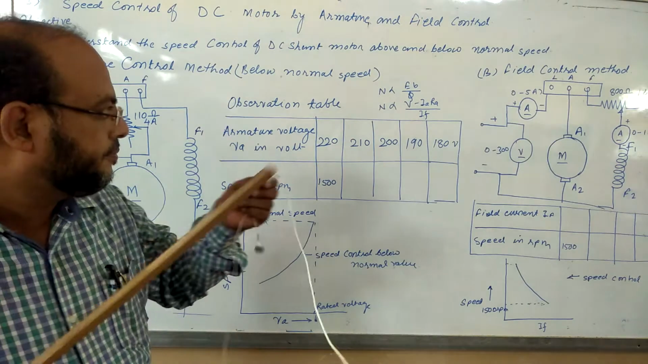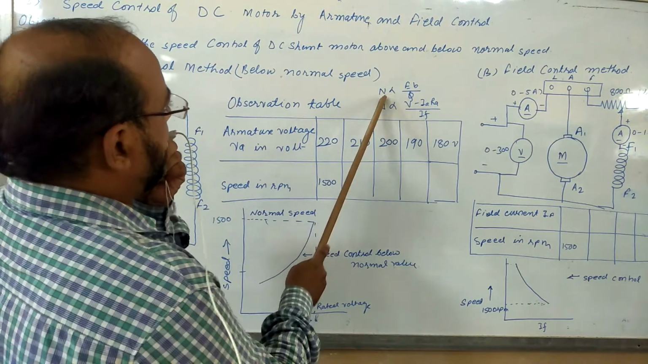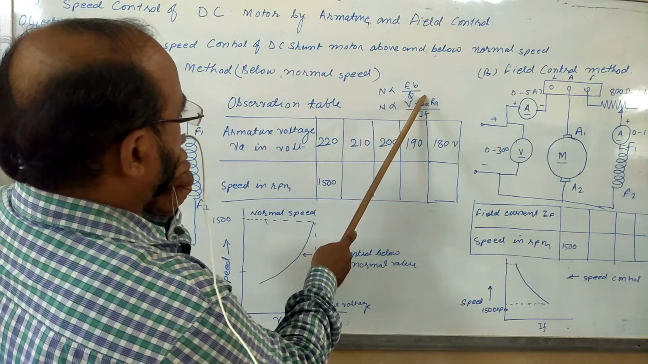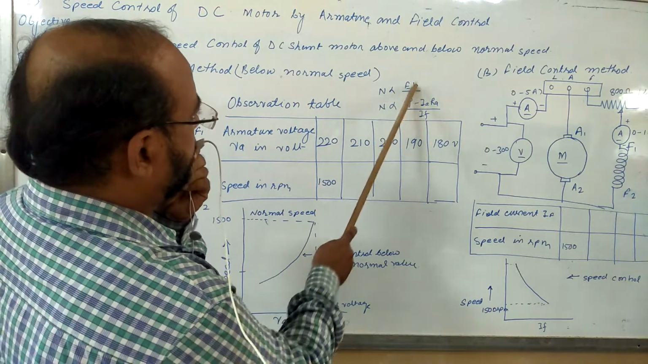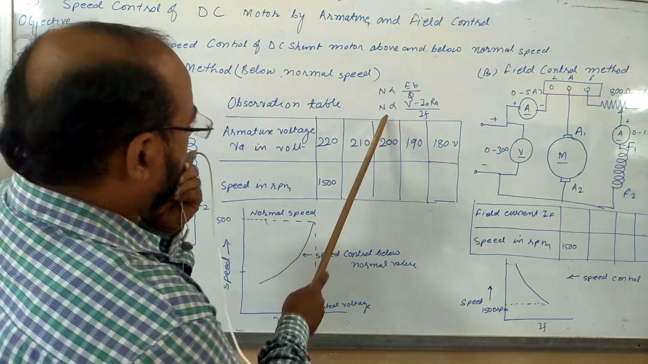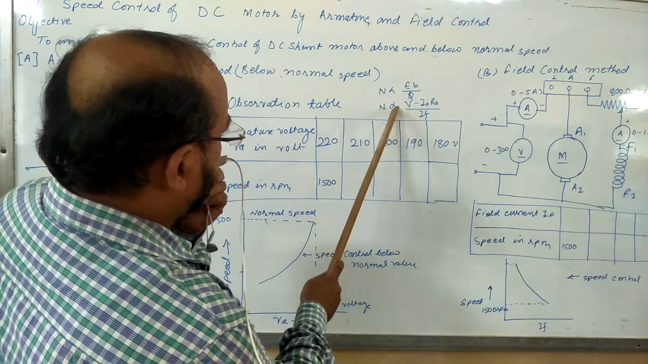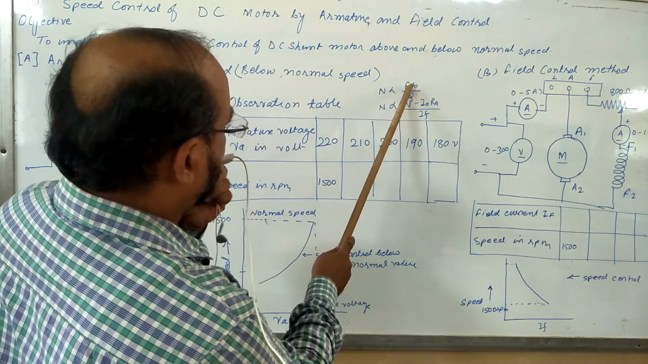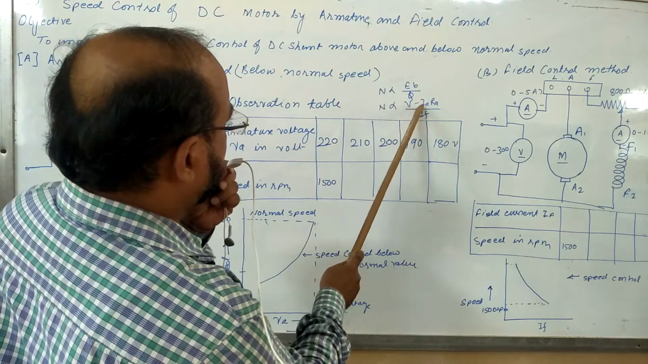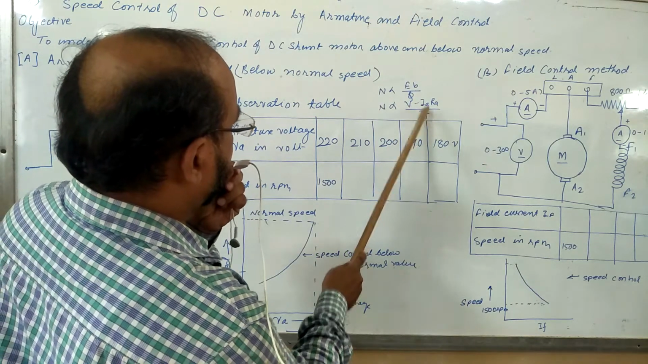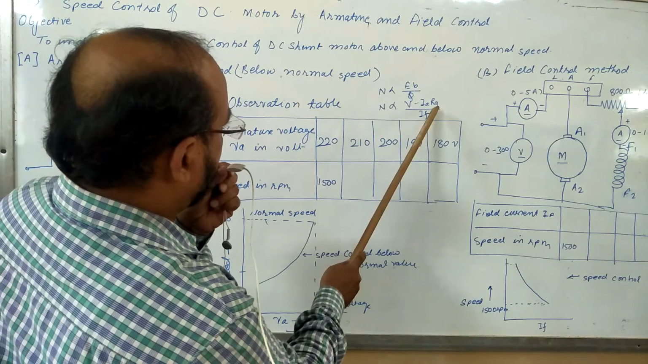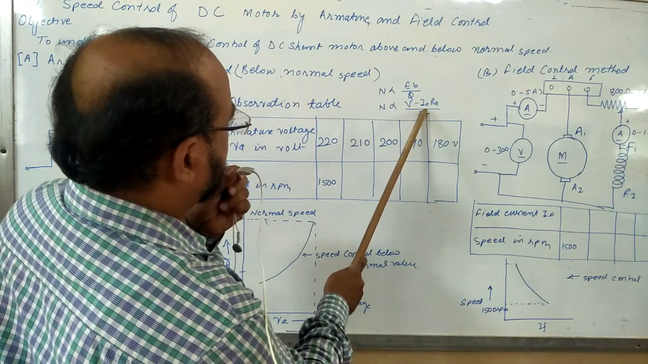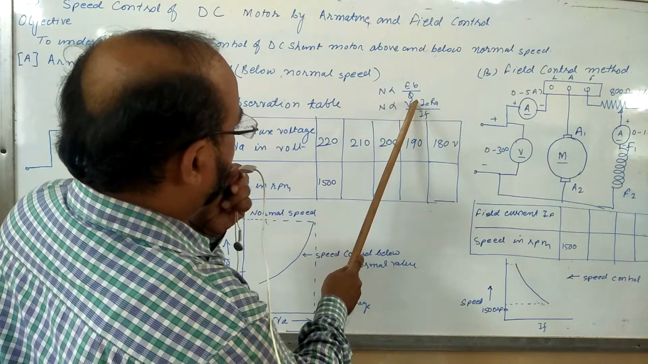In this formula, the speed is directly proportional to back EMF and inversely proportional to flux. Flux is nothing but the flux produced by the field winding. Now, the speed may be written as directly proportional to back EMF, that is Eb, which is V minus IaRa, and field flux is nothing but the field current.